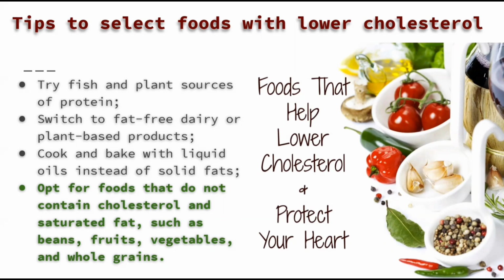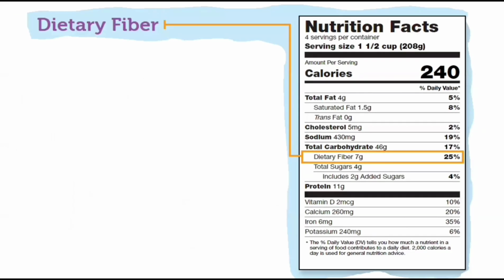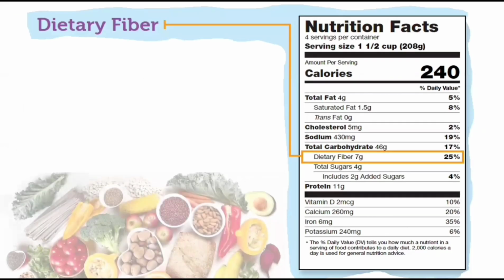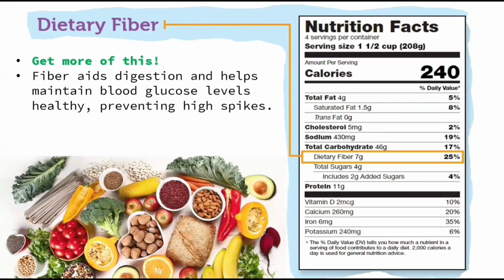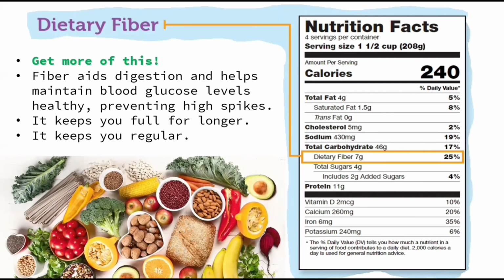Choose foods that do not contain cholesterol and saturated fat, such as beans and peas, fruits, vegetables, and whole grains. Let's talk about fiber. Dietary fiber is a nutrient to get more of. Diets higher in fiber can increase the frequency of bowel movements and can reduce the risk of developing heart disease.